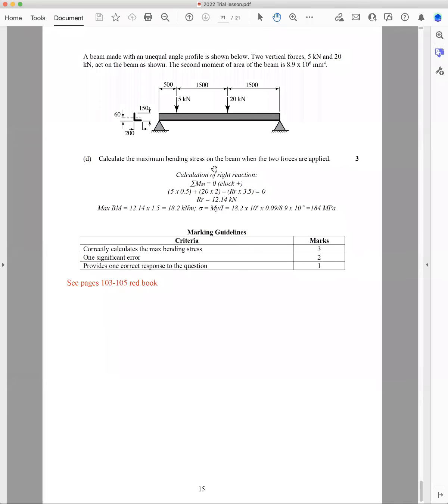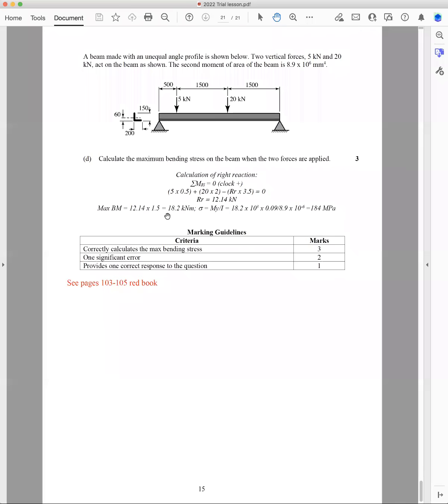Now, to find the bending moment, what I've done here, I've found this reaction there, and then you've got a big force there, so you'd assume that that'd be the maximum bending moment, and so you multiply that reaction there. I found that reaction is 12.14, right reaction. Multiply that by 1.5, and that will get you your bending moment.